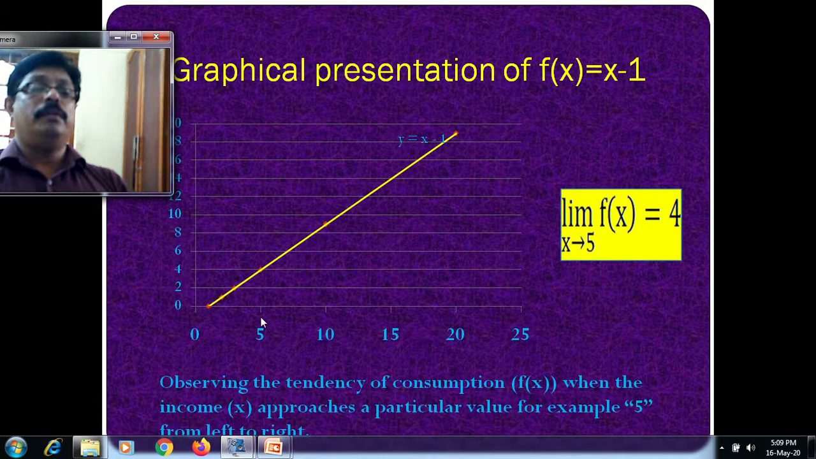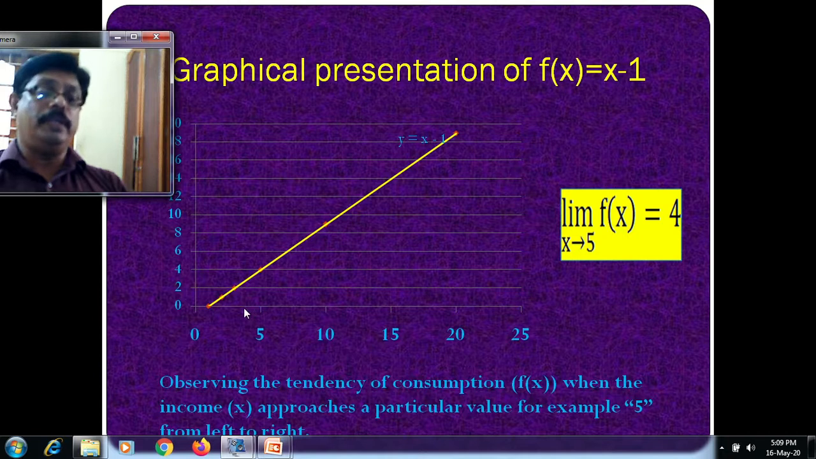For example, we are taking a value here, x tends to 5. When x tends to 5, what is the limit of this function? So when x approaches 5, either from this side, the left side, or from the right side, for example, this is 4.9999 and this is 5.0001. So when x approaches 5, what is the value of the function? When x approaches 5, y approaches 4, or the function approaches 4.